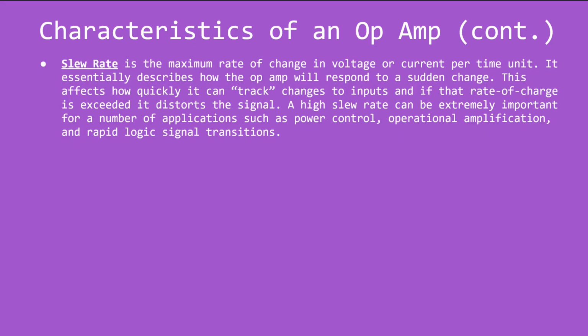And then we have slew rate, which is basically just the maximum rate of change in voltage or current per time unit. It's really just a descriptor of how well the op amp responds to sudden change. This basically affects how quickly it can handle changes to inputs, and if it exceeds that rate, you risk signal distortion. A high slew rate can be extremely important for power control, operational amplification, and rapid logic signal transitions.